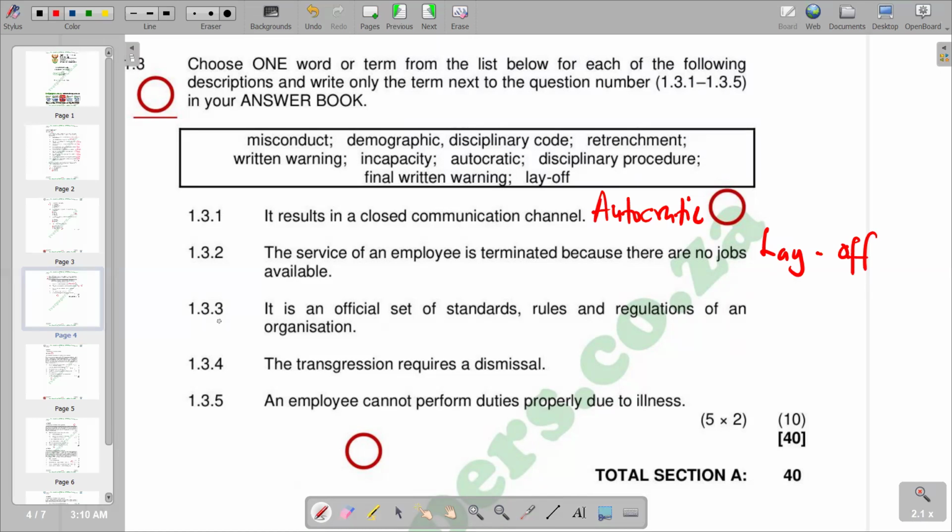Then 1.3.3, it is an official set of standards, rules, and regulations of an organization. So the correct response, according to the words given, is disciplinary code.